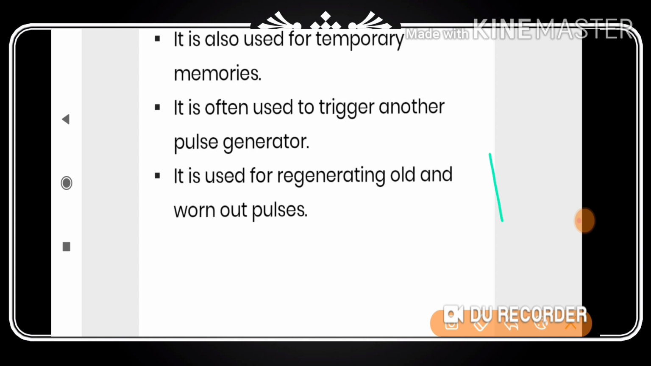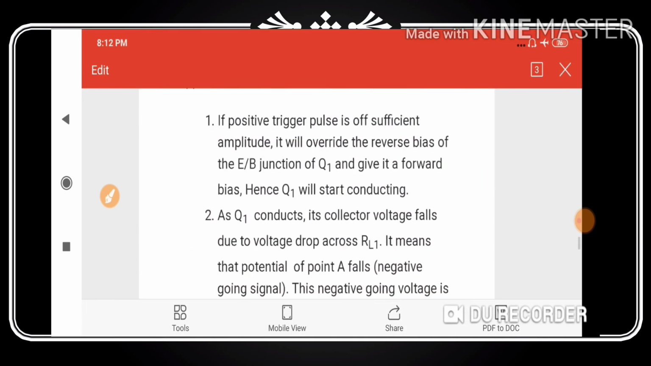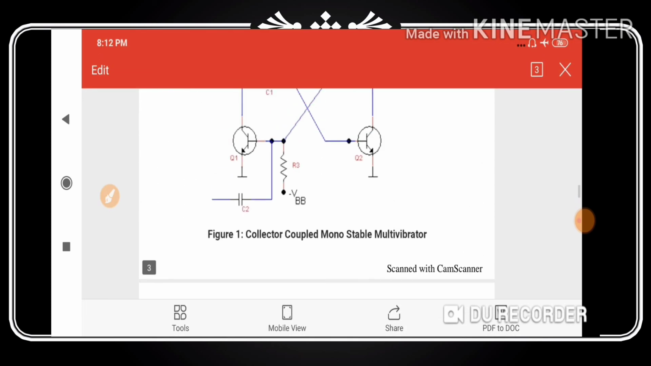This is the monostable multivibrator working and the construction of the circuit.